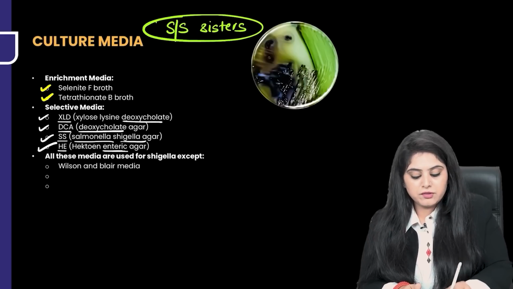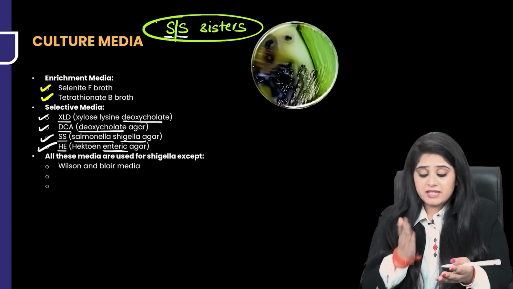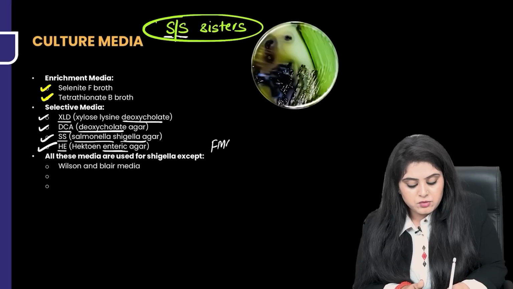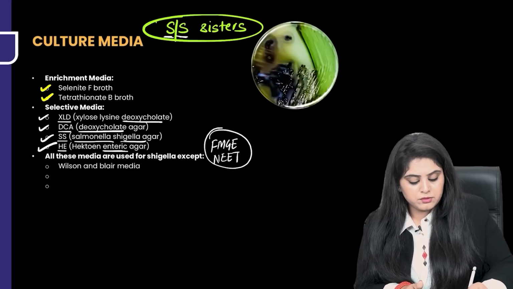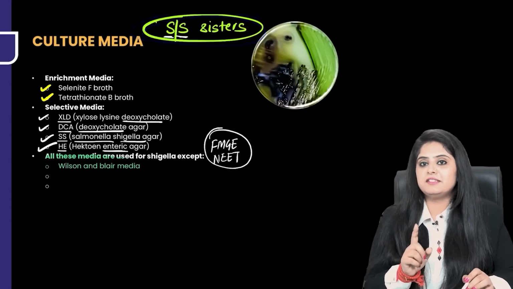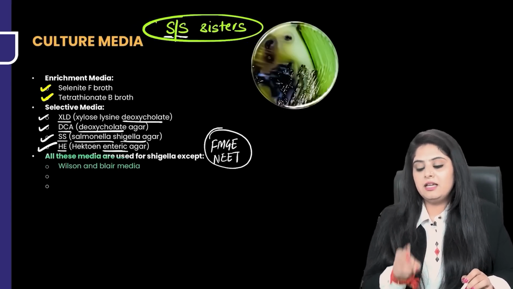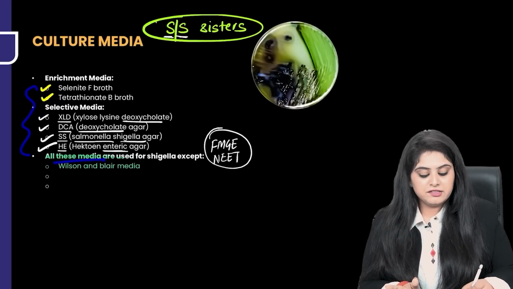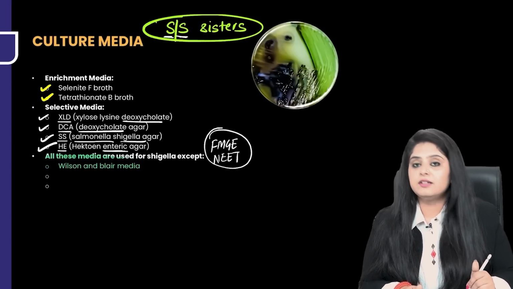So this was the same for Salmonella and Shigella, but you'll say, ma'am, there has to be a point where you differentiate between them. And this is the recent FMGE as well as the NEET PG question, and that is the Wilson and Blair medium. So tell me, who created a fight between these two sisters? There's a boy named Wilson. He came and these two sisters ended up separating. Till now, they were together. Wilson and Blair came and created a problem.